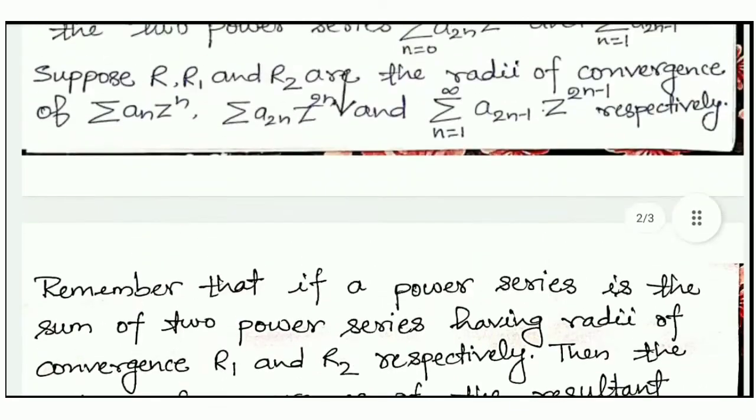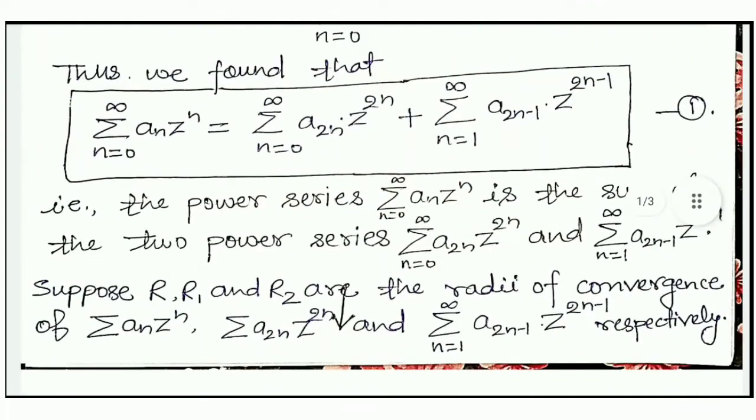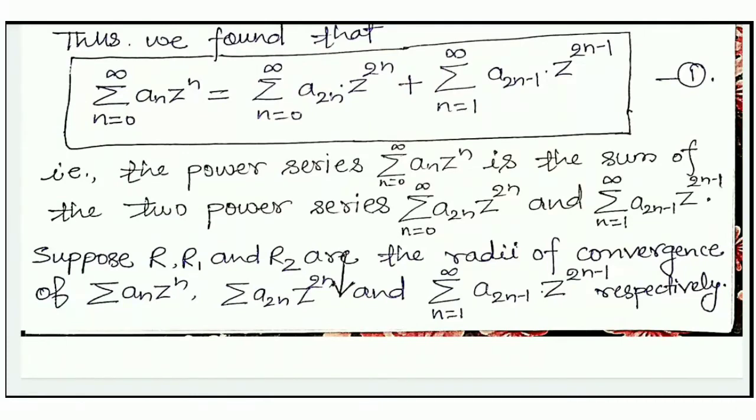It means that here we have expressed the power series summation a_n z^n as the sum of the two different power series, summation a_2n z^2n and summation a_(2n-1) z^(2n-1). So if we know the radii of convergence of both the power series by summing which the resultant power series has been obtained, then the radius of convergence of the resultant power series will be the minimum of the radii of convergence of both the power series.